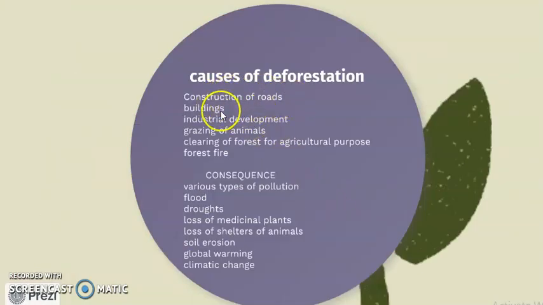So the causes of deforestation: we cut the trees for the construction of roads, buildings, then to make new industries. Similarly, grazing of animals destroys the grassland. Clearing of the forest for agriculture purposes, as well as forest fire, which can be man-made or it can be natural. There are many consequences that also occur because of deforestation. That is, various types of pollution, flood, drought, loss of important medicinal plants. Similarly, the shelters of animals are lost, soil erosion occurs because of that, global warming as well as the climatic change.